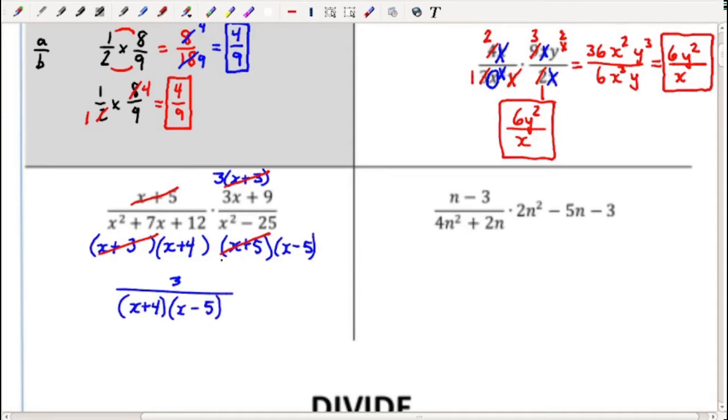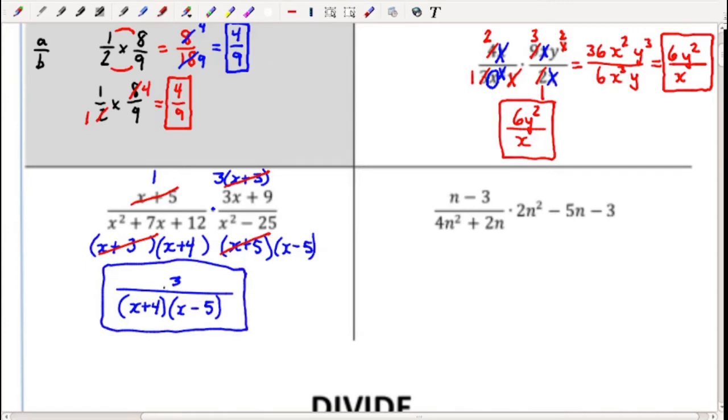So again, remember that even though these were in separate fractions to start with, we multiplied them, bottom times the bottom, and this just had turned into a 1. So 1 times 3 is 3. So this would be then my final answer. So again, you need to factor before you cancel. Always, always, always factor before you cancel.